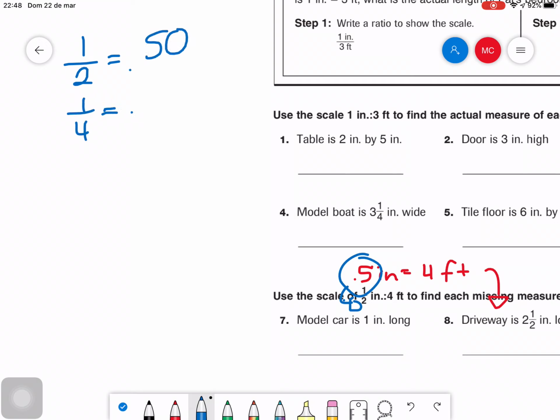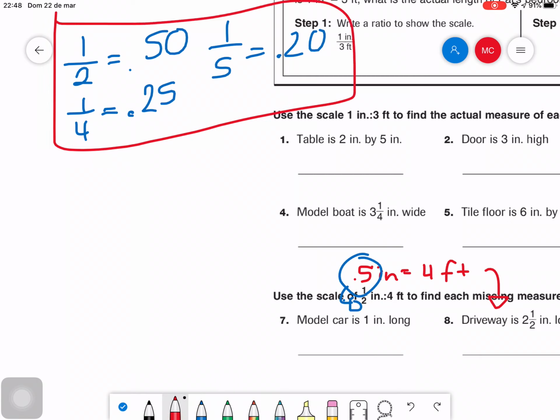1/4 was 0.25. 1/5 was 0.20. All these that I said, this is extra information, not precisely about the topic, but information that you must know, okay?